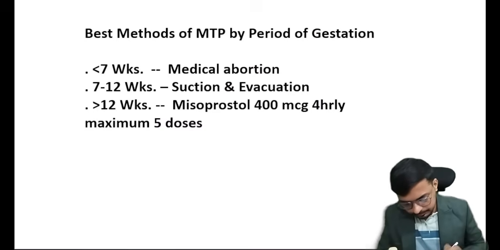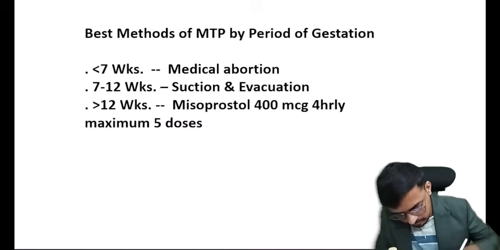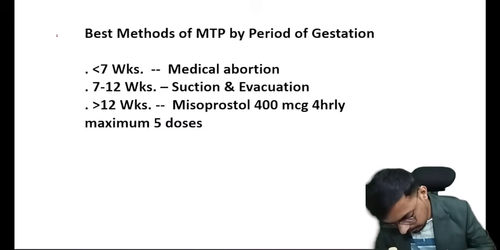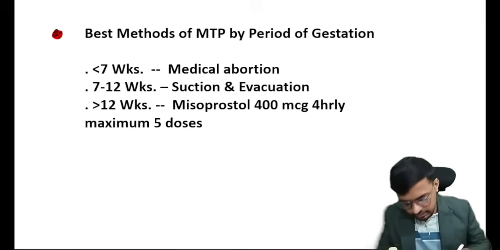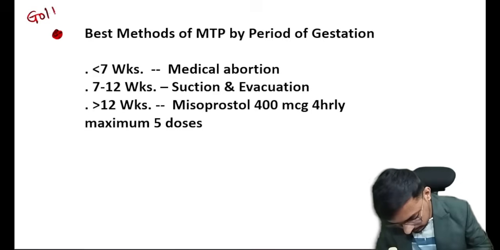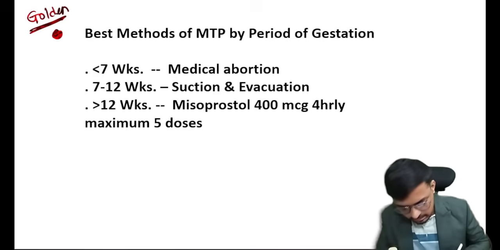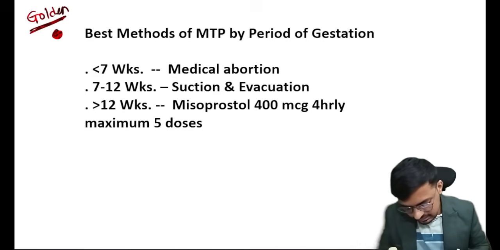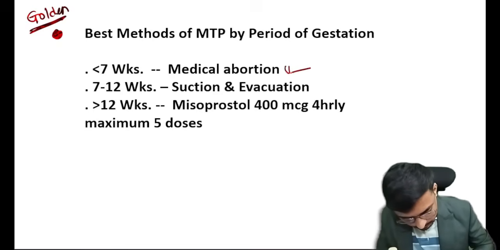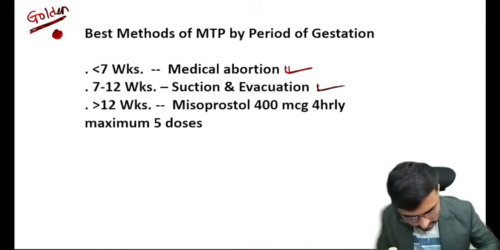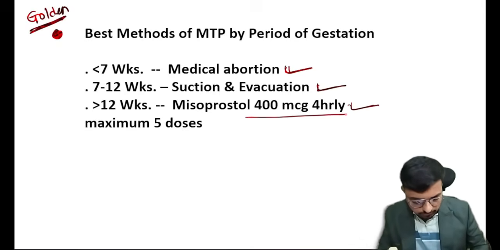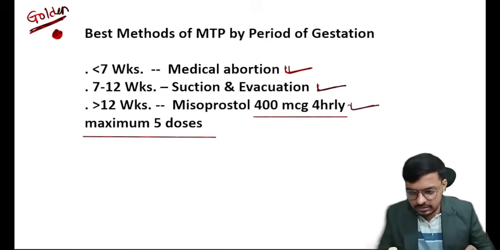So here are the best methods of doing the medical termination of the pregnancy. These are the very important golden points you have to remember. If less than 7 weeks, medical abortion is the best method. If 7 to 12 weeks, suction and evacuation is the best method. If more than 12 weeks, misoprostol 400 microgram 4 hourly, and a maximum of 5 doses we can give. This is very important to keep in mind.